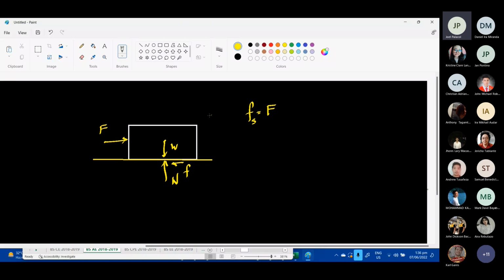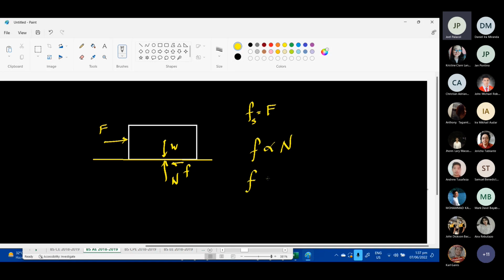Once it starts to move, it will be the kinetic friction that will be present between the two surfaces that are in contact. And it says that the frictional force is directly proportional to the normal force. So the greater the normal force, the greater the frictional force. So if you apply an additional force F here, the static frictional force will be greater. Why? Because the normal force is increased. So the greater the normal force, the greater the frictional force.